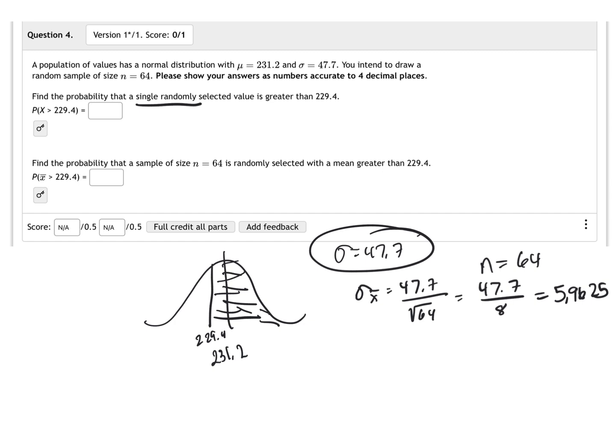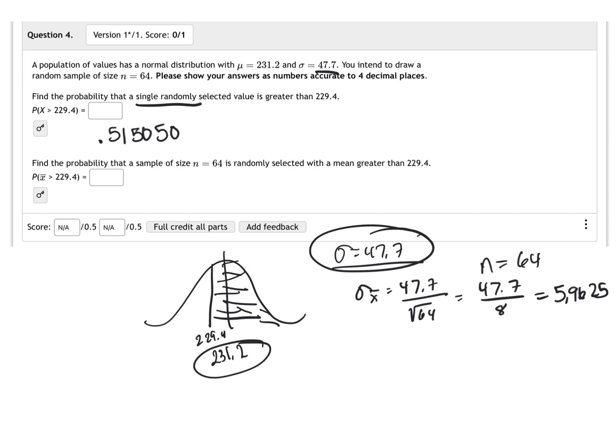Our mean this time is this instead. Don't forget to change that. And our standard deviation is 47.7. Paste and hit enter. And like I said, it's got to be bigger than 0.5. It's just a little bit over. These are pretty close based on our large standard deviation.